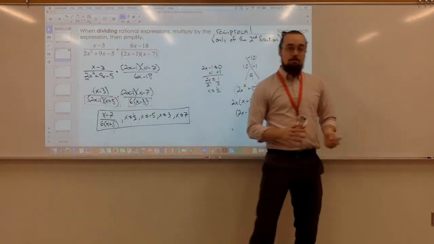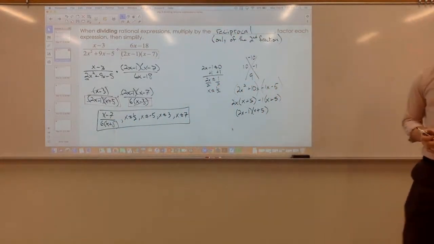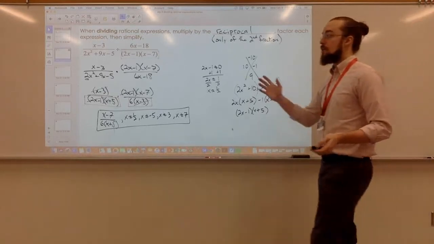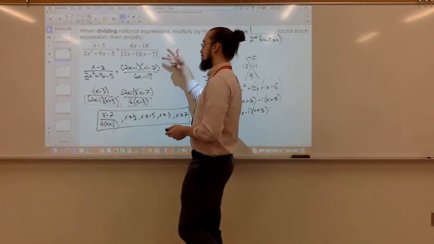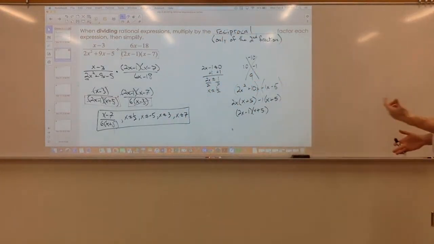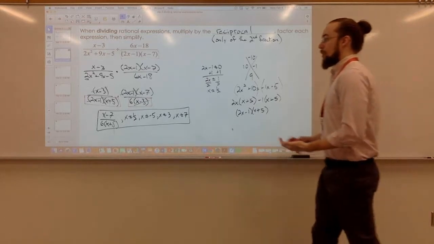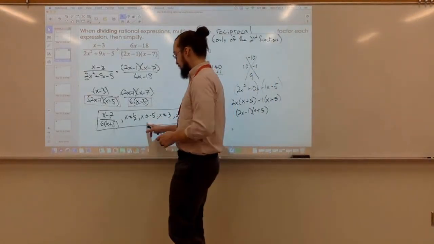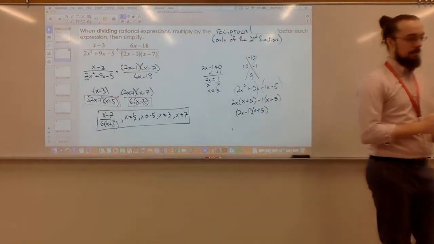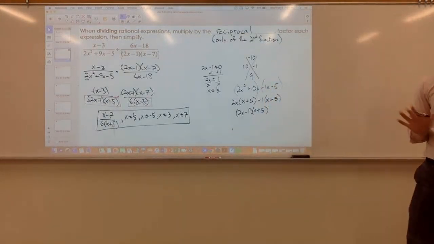Okay. So just two small differences between multiplying and dividing. When we're dividing, the first step is just to flip the second fraction. Then it becomes a multiplication problem. And the other small difference is when we are writing our restrictions, we need to look at anything that was ever in a denominator. Okay? Questions?